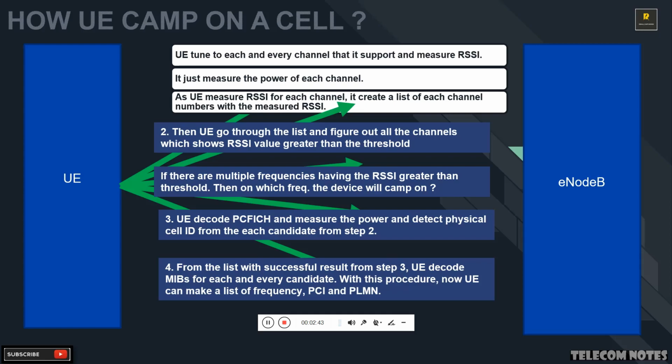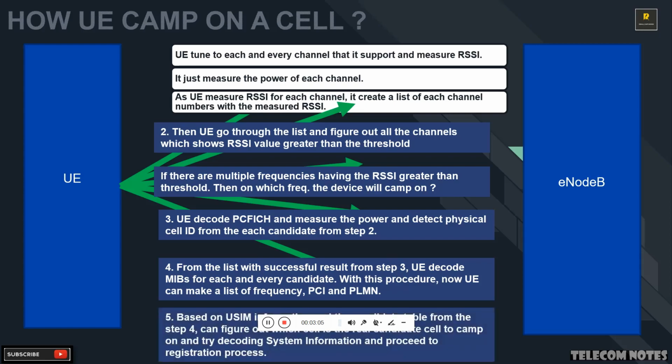From the list with successful results from step 3, the UE decodes the master information block for each and every candidate. With this procedure, the UE can now make the list of frequencies from the starting list. From the third point it takes the PCI, and now the PLMN also. Based on the USIM as well as the candidate cell table from step 4, it can figure out on which particular candidate cell it needs to camp on, try decoding system information, and proceed to the registration process.